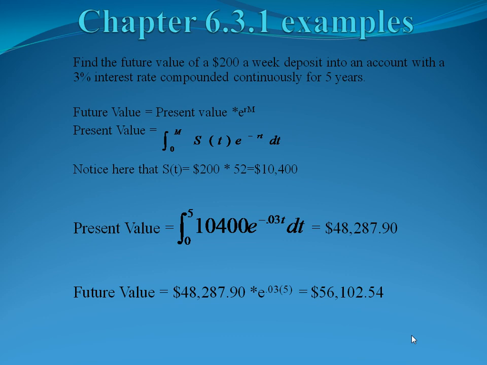Again, our rate is 3%, and our m is the years we invest for, which is 5. Plugging this all in, we get a final future value of $56,102.54.